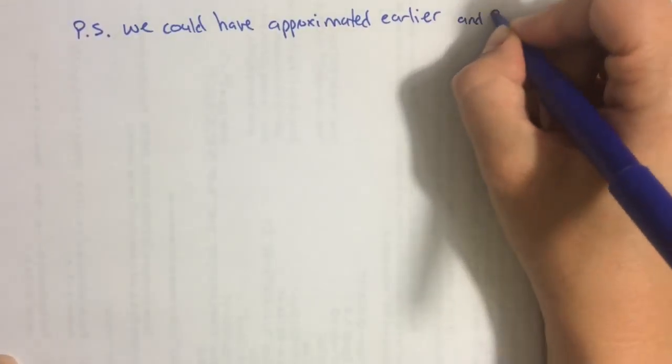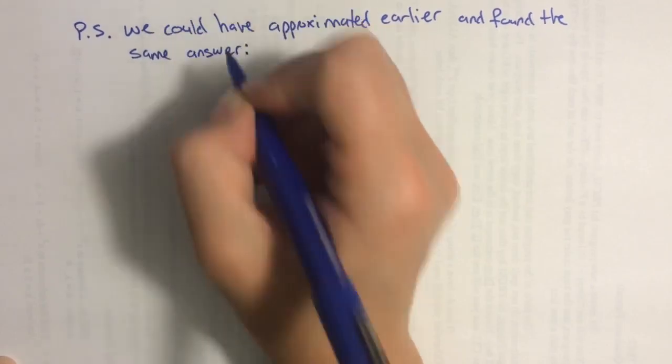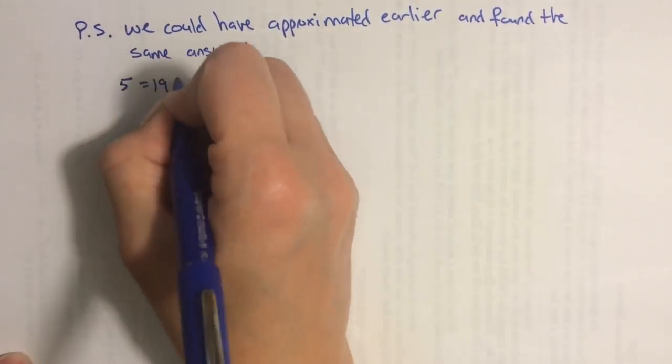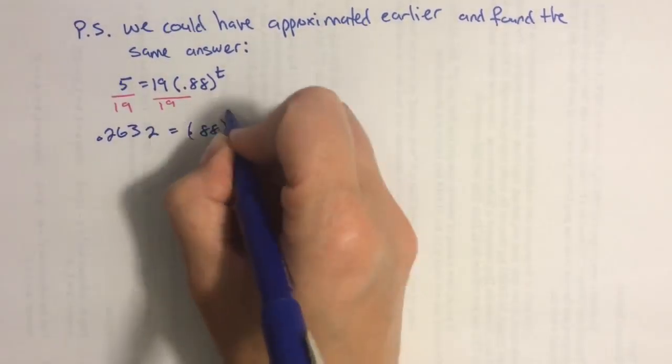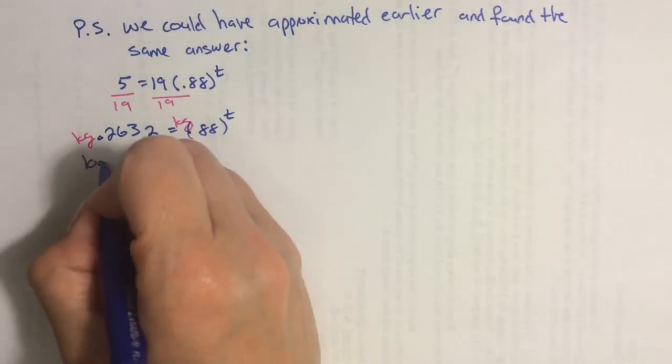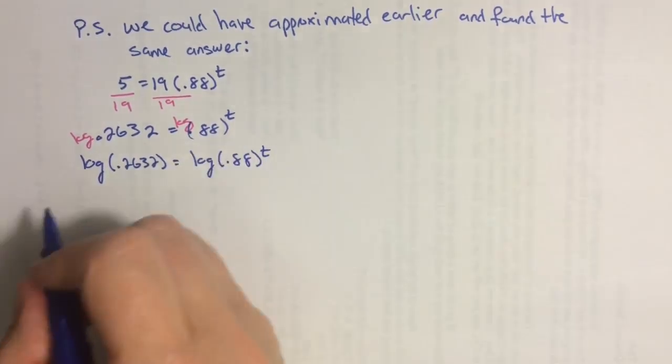P.S. We could have used an approximation earlier and still gotten the same answer as long as we gave ourselves enough significant digits or enough decimal places in the approximation. And here's what that would have looked like.